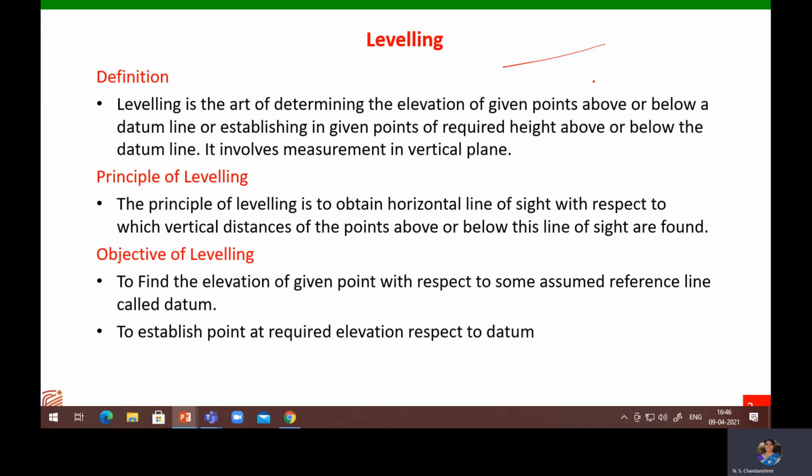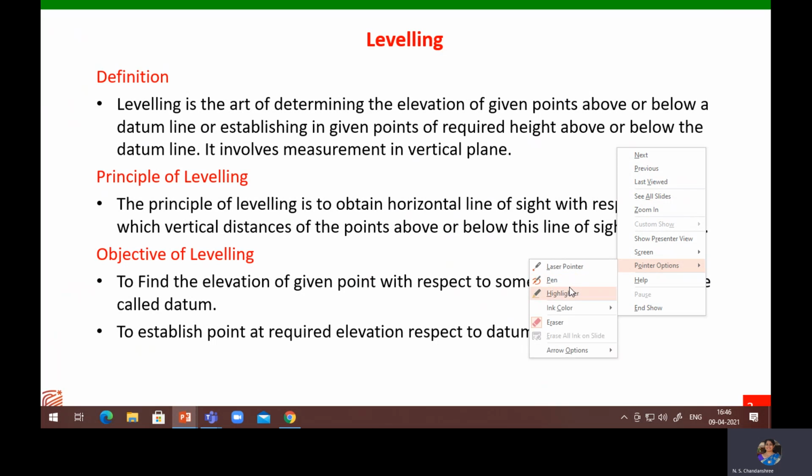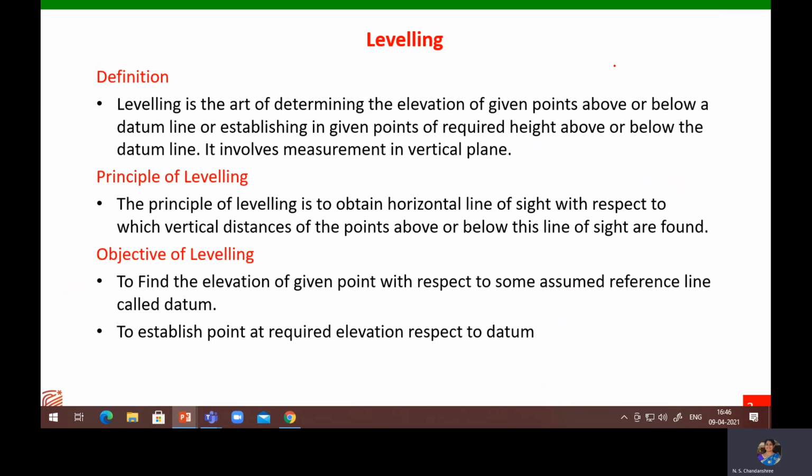Now let us say we have set a datum and a point is here, and in leveling what we do is we measure the elevation with respect to the datum. What is its vertical height with respect to the datum? The point can be below the surface of the earth also. Now this process of leveling requires measurements in the vertical plane.